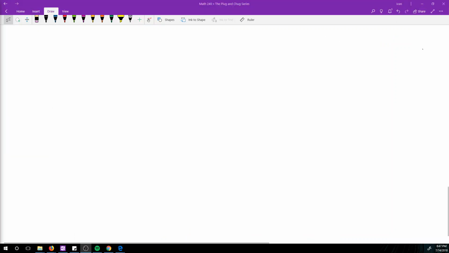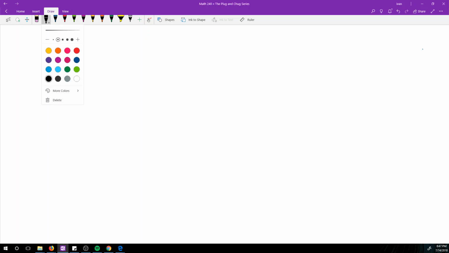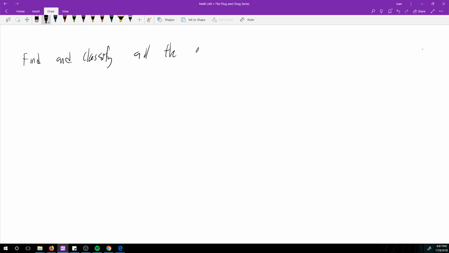And now we're talking about nonlinear systems. So what is a nonlinear system? You'll get a question like this. It's find and classify all the equilibrium points, or this might be critical, I'm not sure what the book uses actually, of the system.